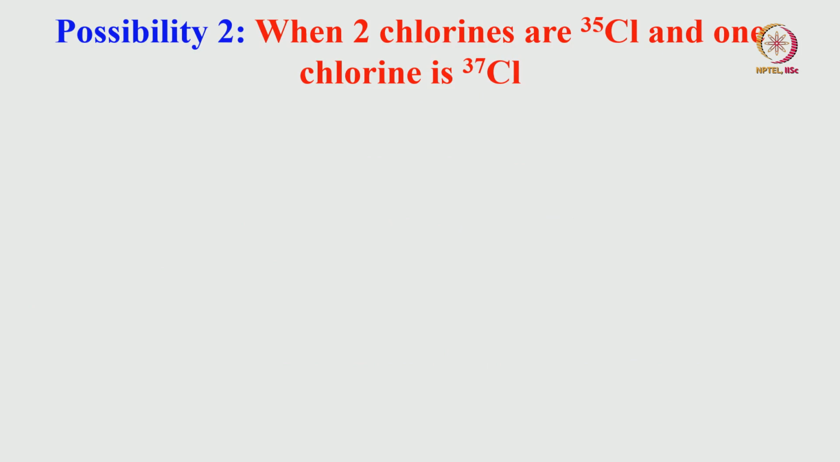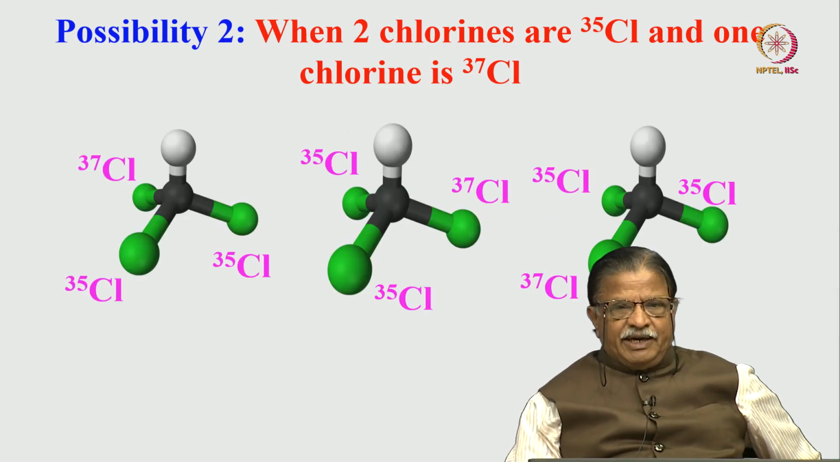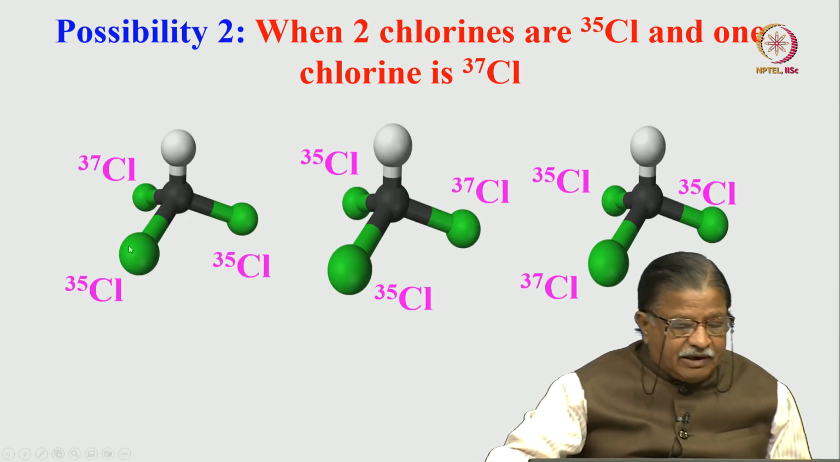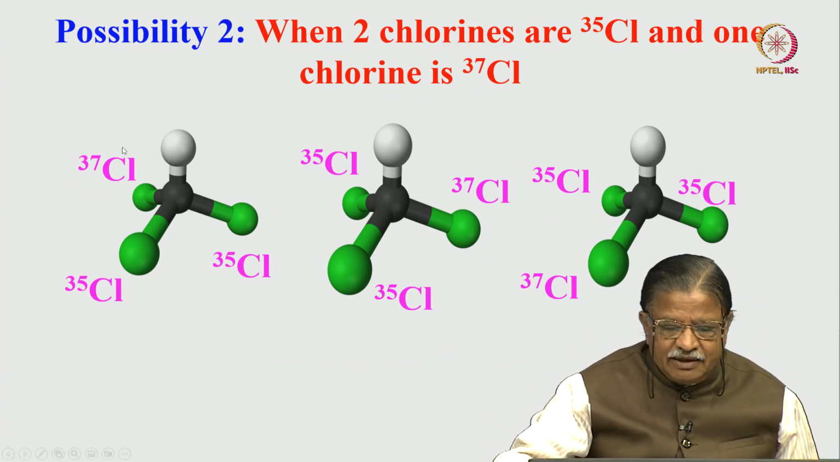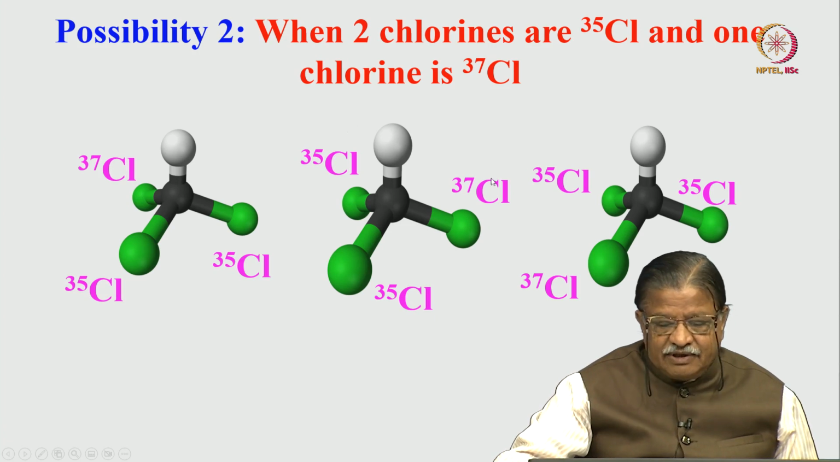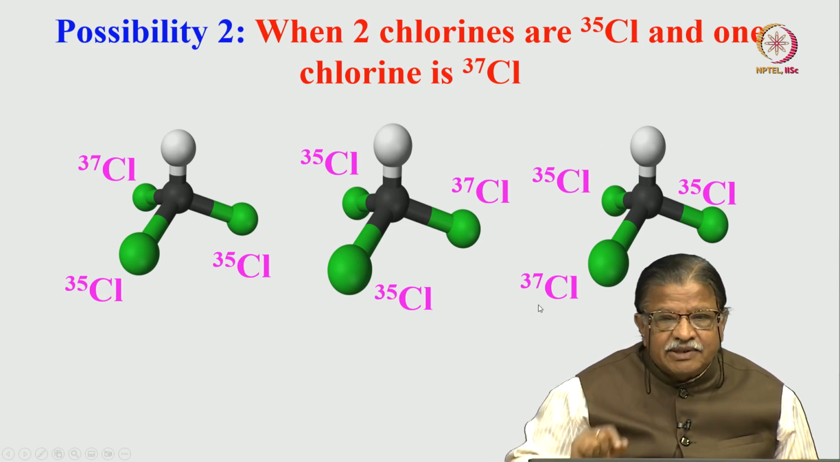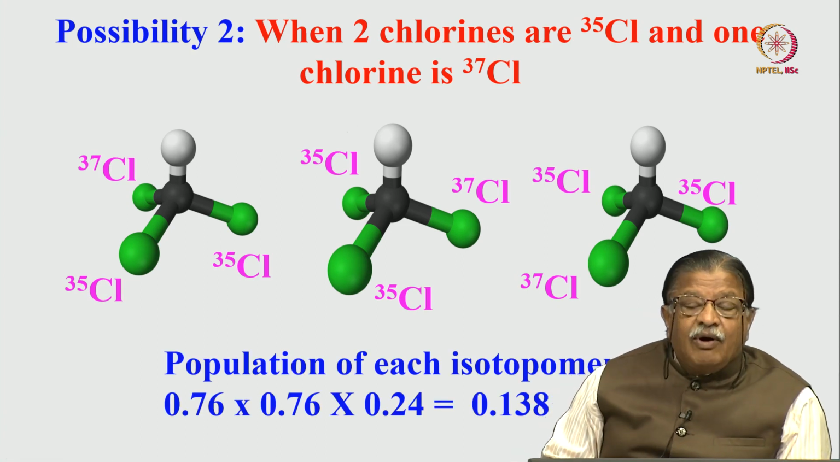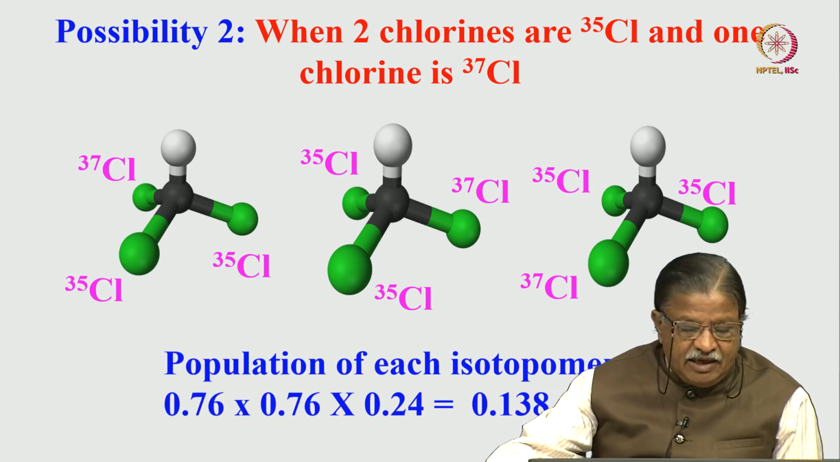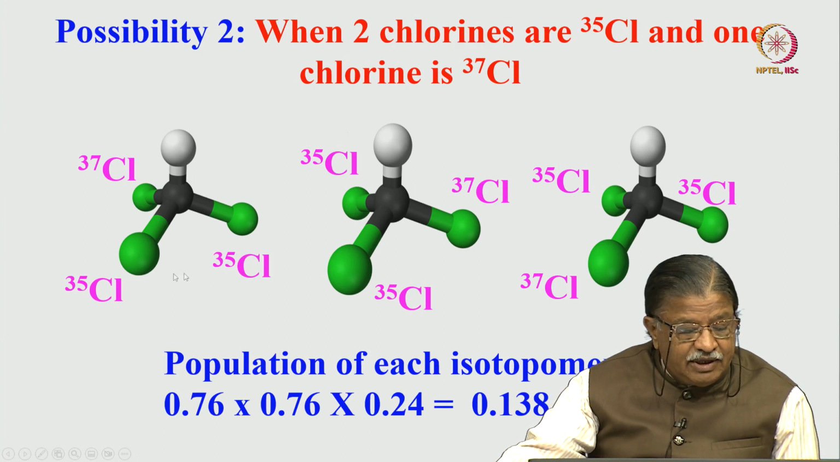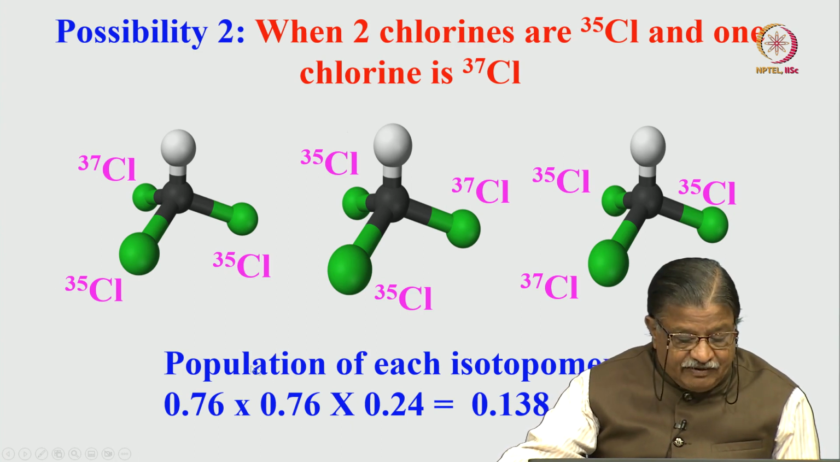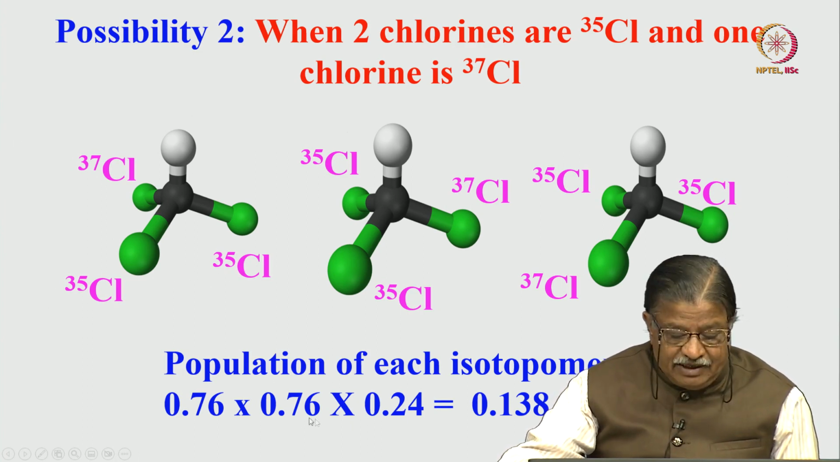Alright. What is possibility 2? These 2 chlorines could be 35 and this one is 37. Again there are 3 such possibilities: these 2 are 35 and this is 37, and so on. There are 3 such possibilities. Now, what is the population of each isotopomer? It is 0.76 for each of these 2 and 0.24 for this one. I already told you chlorine 35 is 76% abundant and chlorine 37 is 24%.